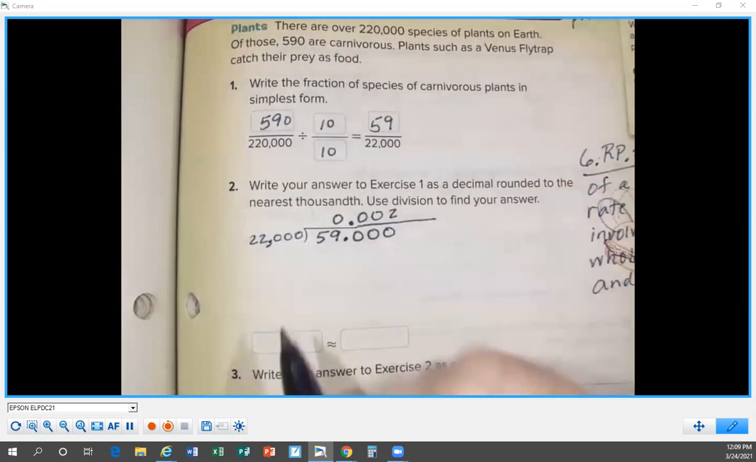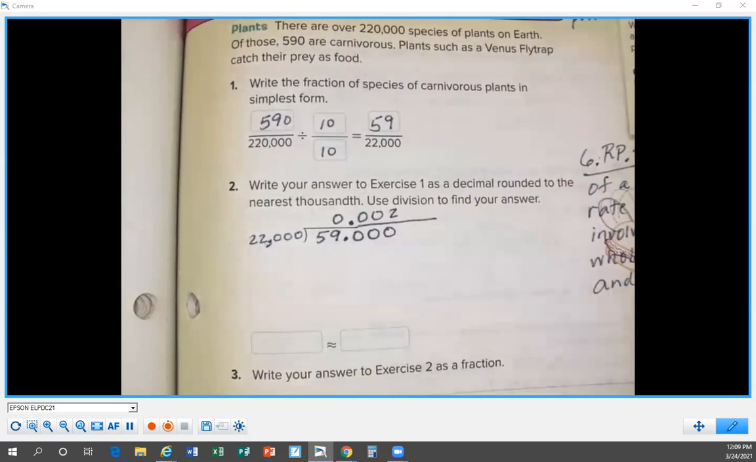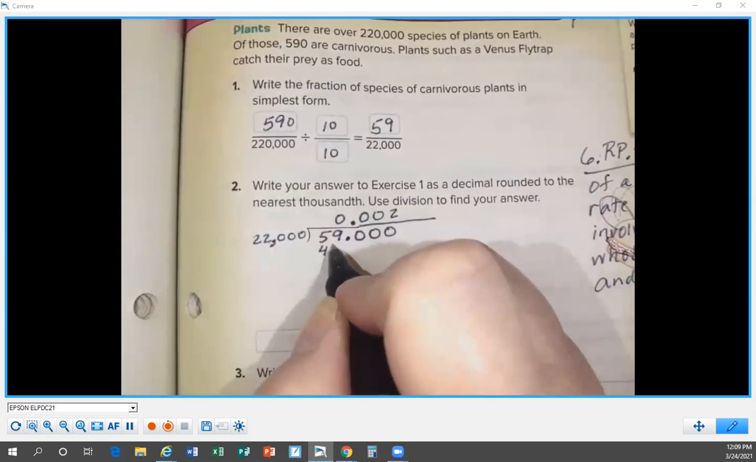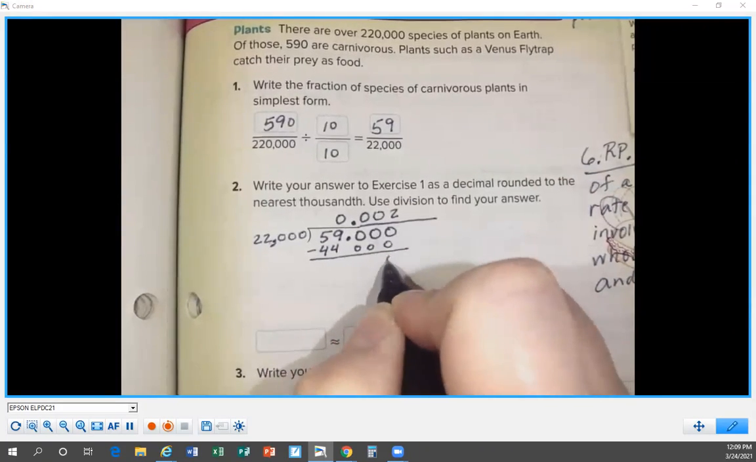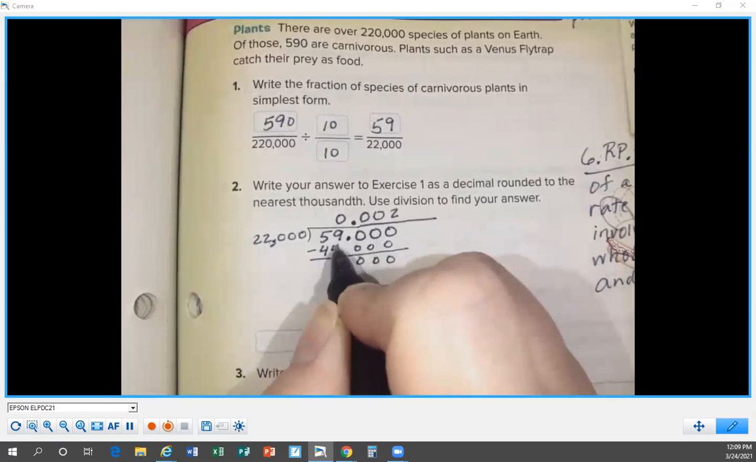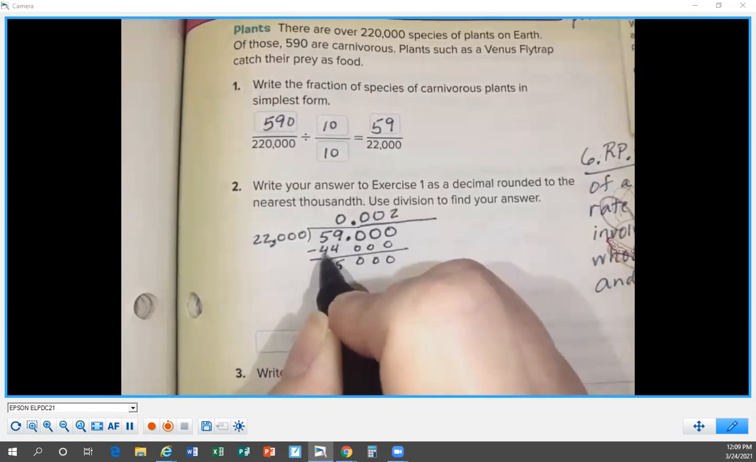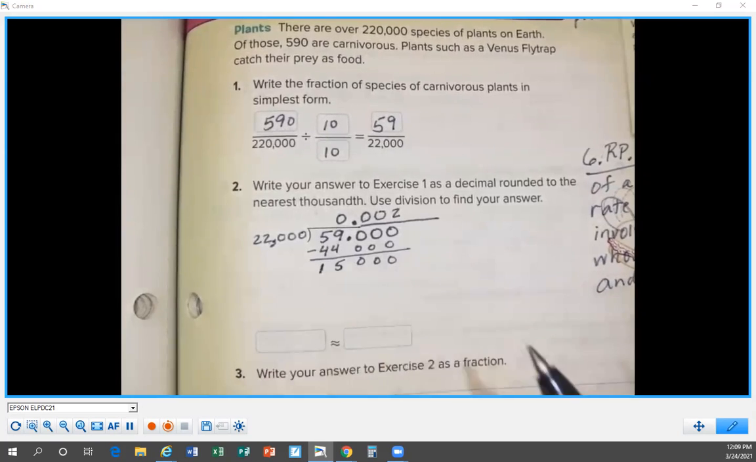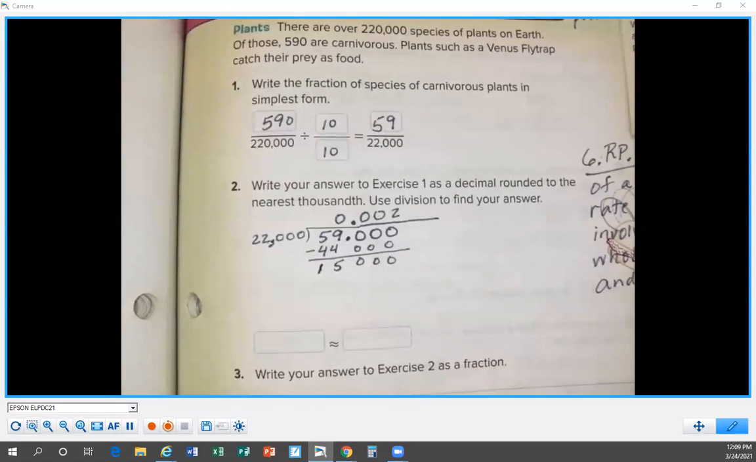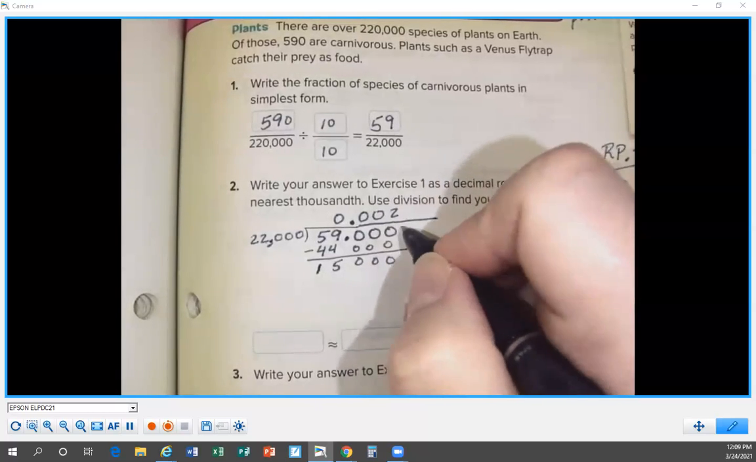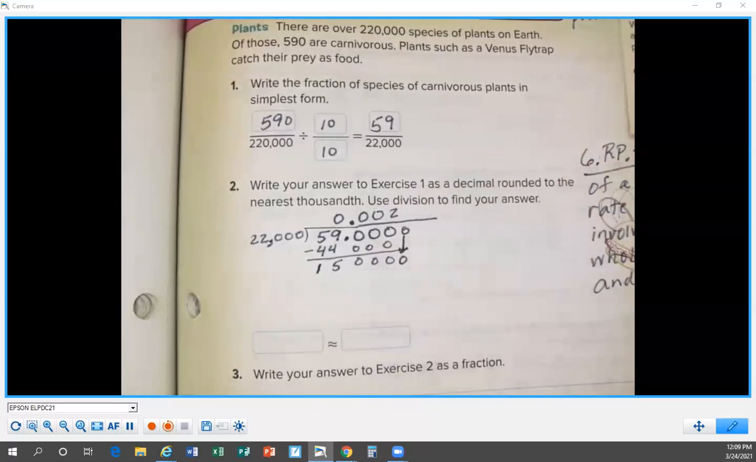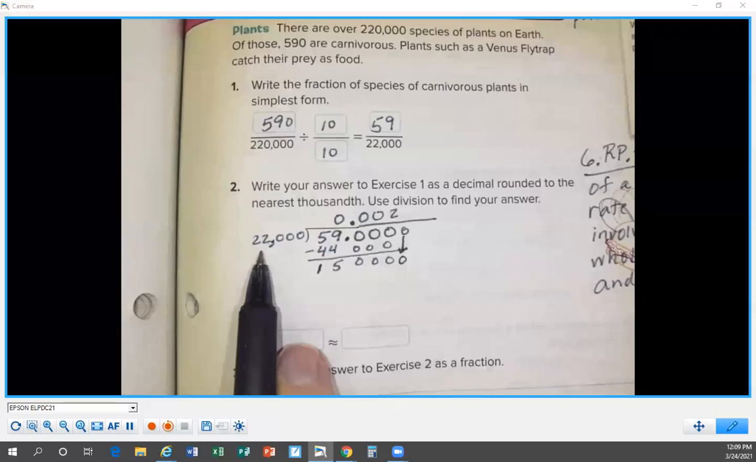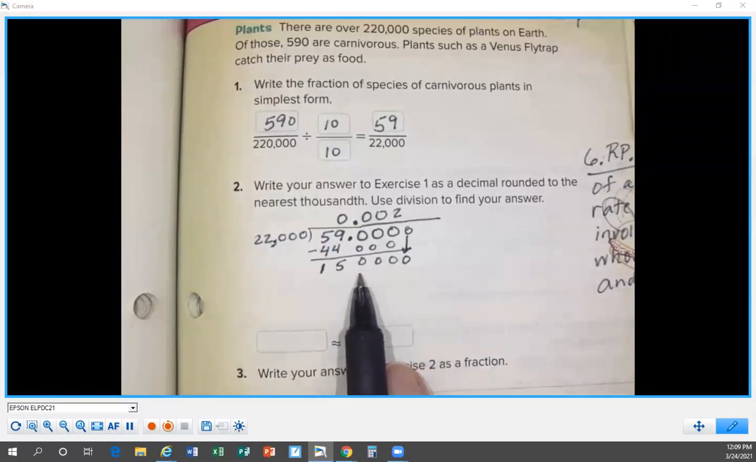because 2 times 22,000 is 44,000. So we can write 44,000 and then subtract. 9 minus 4 is 5. 5 minus 4 is 1. So 15,000. And then we can bring down another 0. So annex another 0, bring it down. How many times would 22,000 go into 150,000?